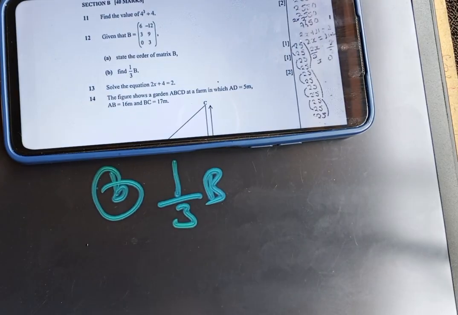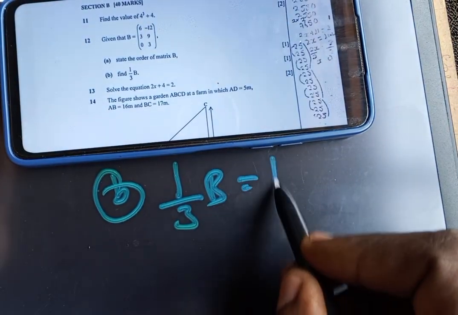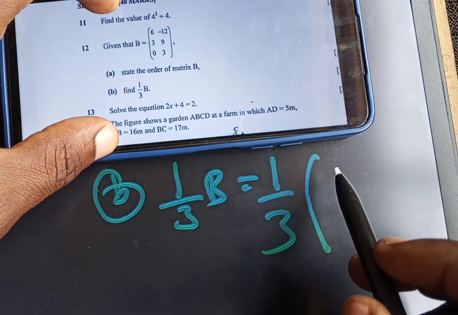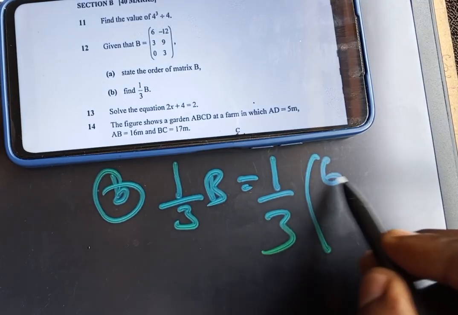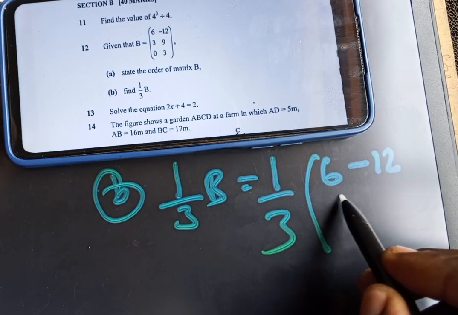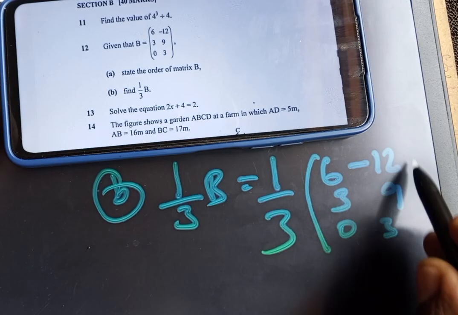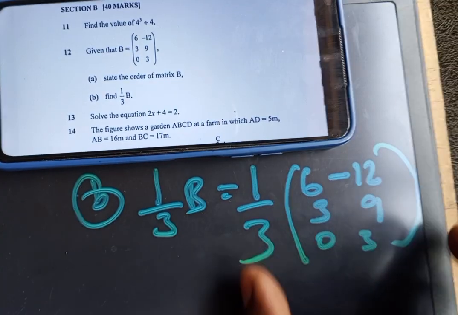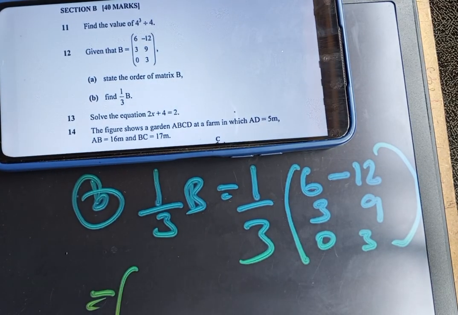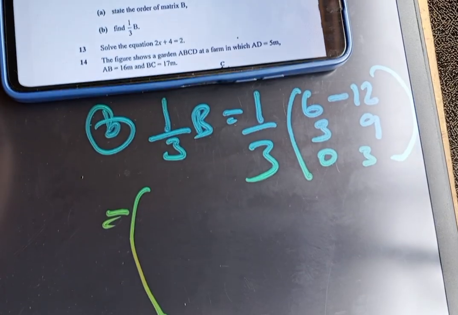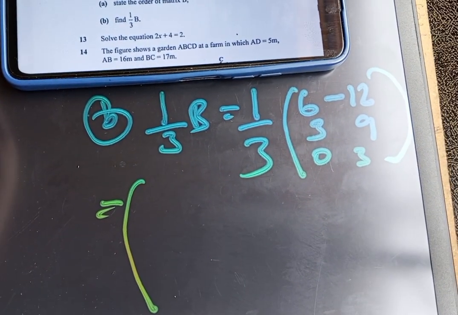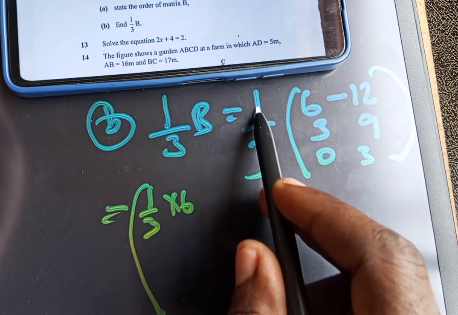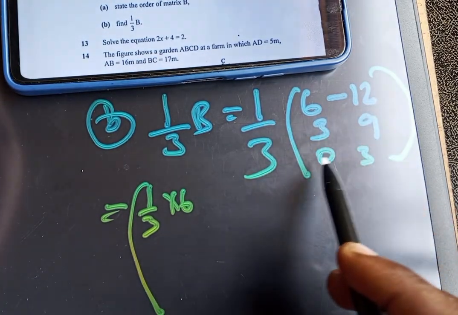1 over 3B is just a matter of substituting. We have 1 over 3 times B. B is just a matter of replacing: we have 6, negative 12, 3, 9, 0, 3. Now, how do you find the value of 1 over 3 multiplied by this matrix? Pay attention, let me show you nicely. This means 1 over 3 times 6, and again, you multiply 1 over 3 times each element in this matrix.